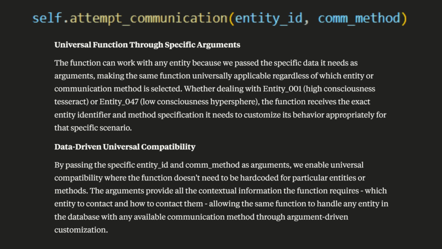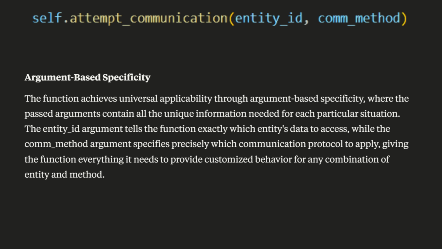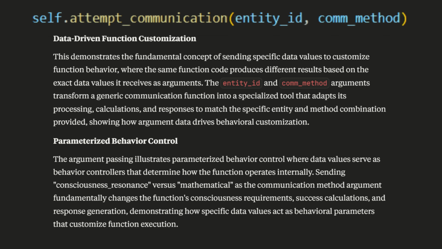The same attempt_communication function can work with any entity and any communication method because we pass the specific data it needs as arguments. Entity ID might be entity_002. This tells the function which specific entity to contact. Com method might be quantum, which tells the function to use quantum communication. The function receives both pieces of information and customizes its behavior accordingly. We're demonstrating the concept of sending specific data values to customize function behavior.